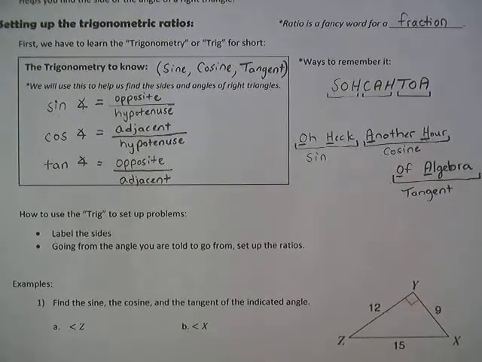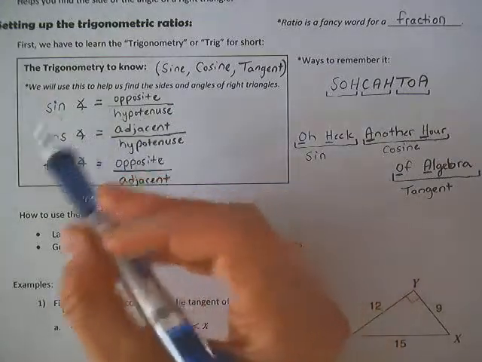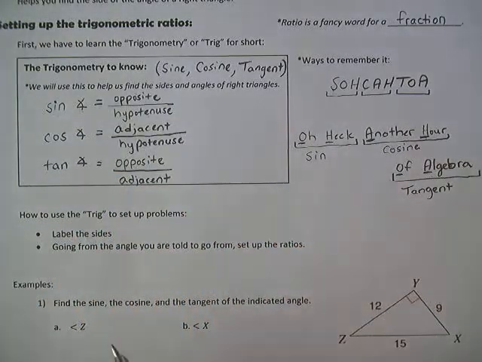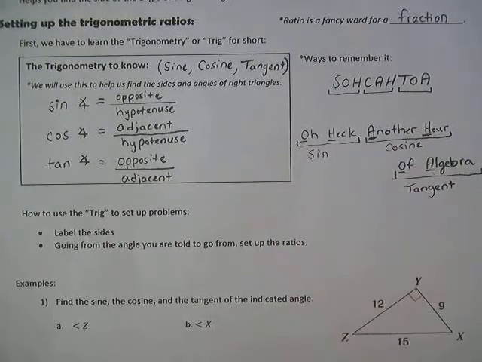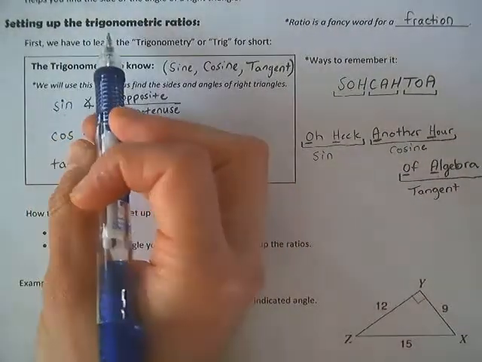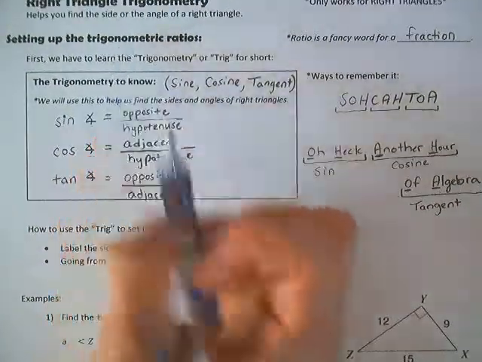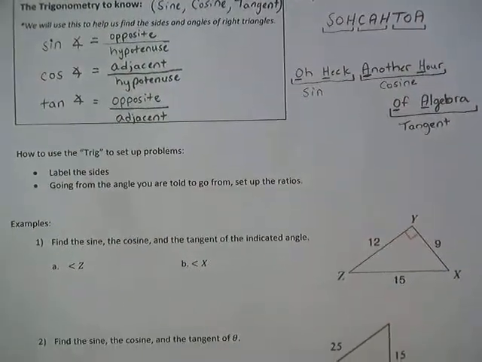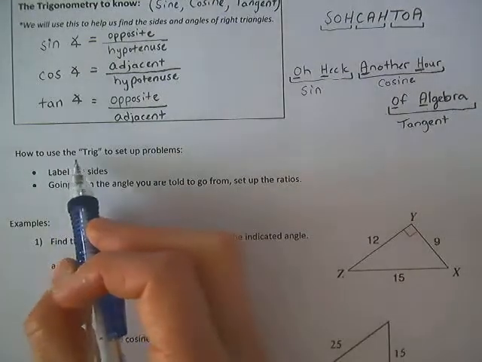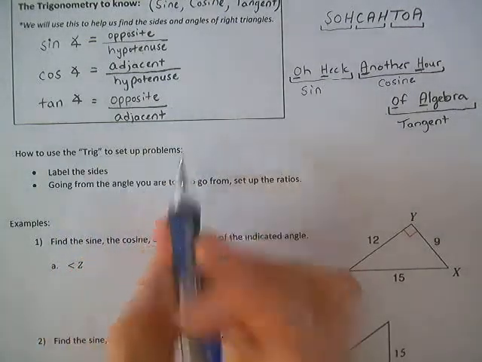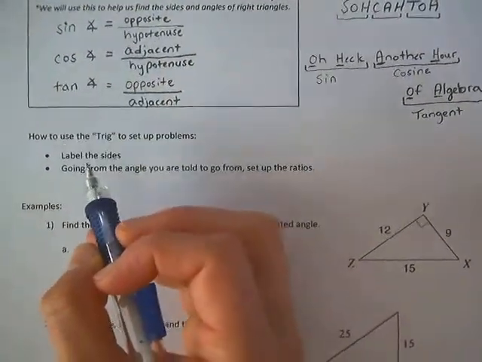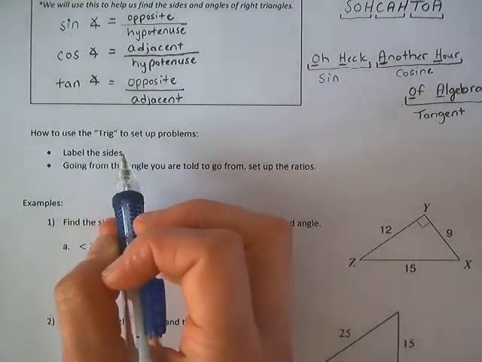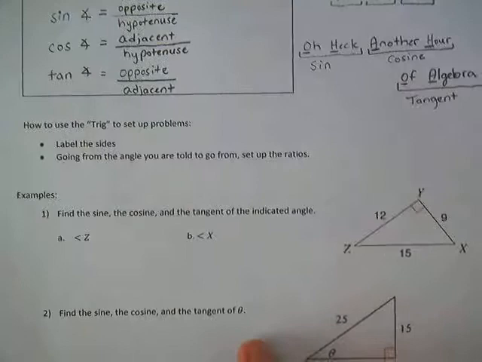All right. So we are going to actually use this trigonometry. And today, like I said, we're going to just practice setting up the problem. So we're going to be setting up what are called trigonometric ratios. All right. So let's start talking about how do I do that. All right. So how to use the trig to set up the problems. Well, the first thing you're going to do is like what we did a second ago where we practiced labeling the sides. So that's what we did earlier.